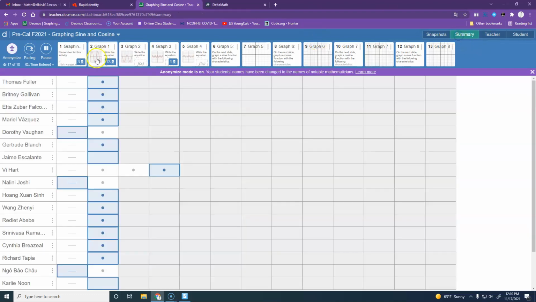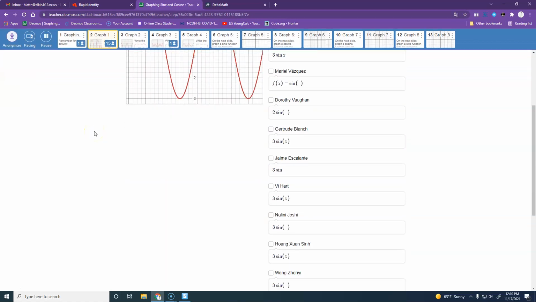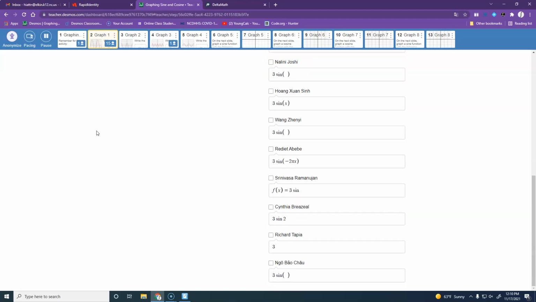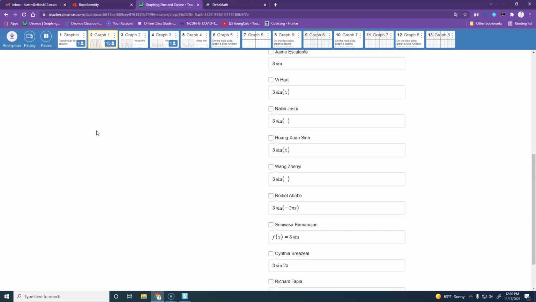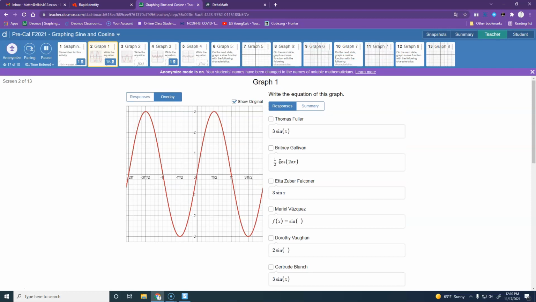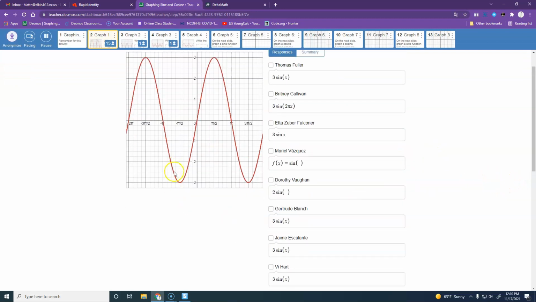Let's see. All right, it looks like most everybody's answered that. Let's see what you guys put. There's several different answers. The one that looks like it's showing up the most is 3 sine x. Let's see, did anybody use cosine? I do have a cosine right here. Brittany used the cosine, but she's changing her mind there. So I think sine is going to be best.